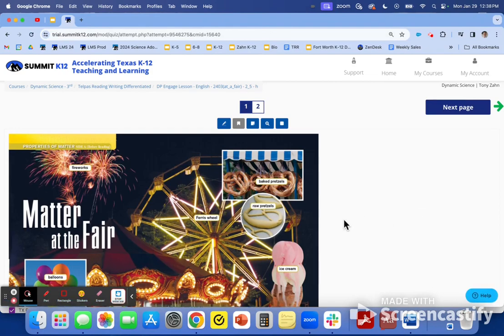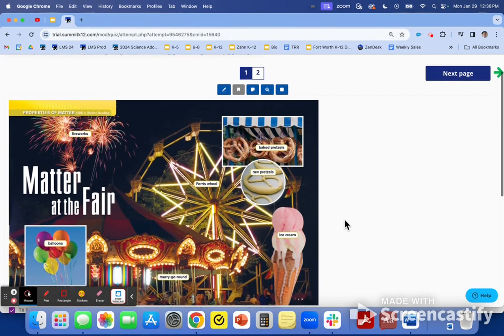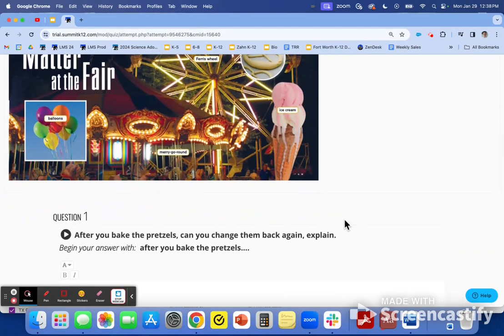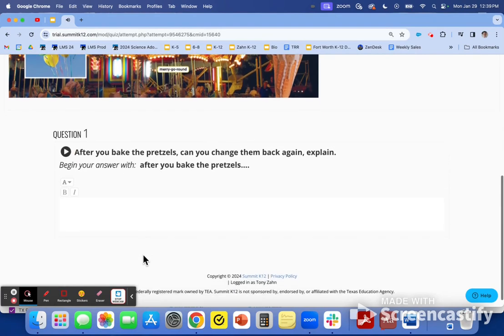You'll notice that it's the same picture prompt, but now the written prompt is a little bit more challenging. After you bake the pretzels, you can change them. Can you change them back again? Explain. It starts with a sentence starter. It has text to audio speak. A place for them to type their response.